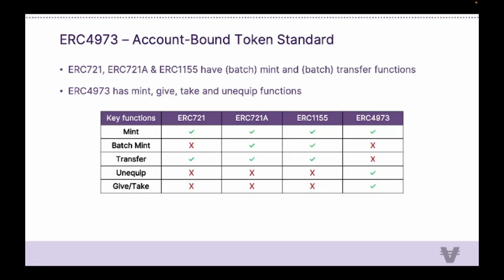So it's literally account bound, but the issuer of this account bound token can give or take your account bound token. And an additional function is called unequip, and there you can take the matters into your own hands. If you receive an ABT but you don't want it, that means you can burn your account bound token.